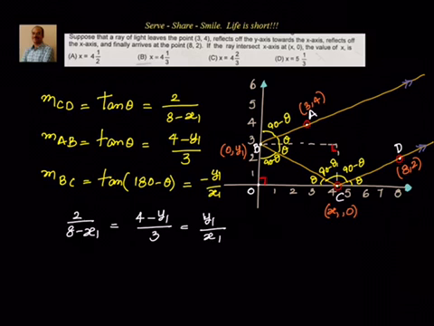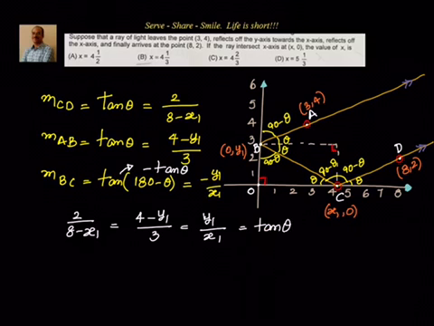So we have two equations and two variables to solve. So let's go ahead and try to solve that. Before that, let me just write down here, tan of 180 minus theta is minus tan theta. So minus minus will cancel, you get tan theta equal to y1 by x1. All of these are equal to tan theta.